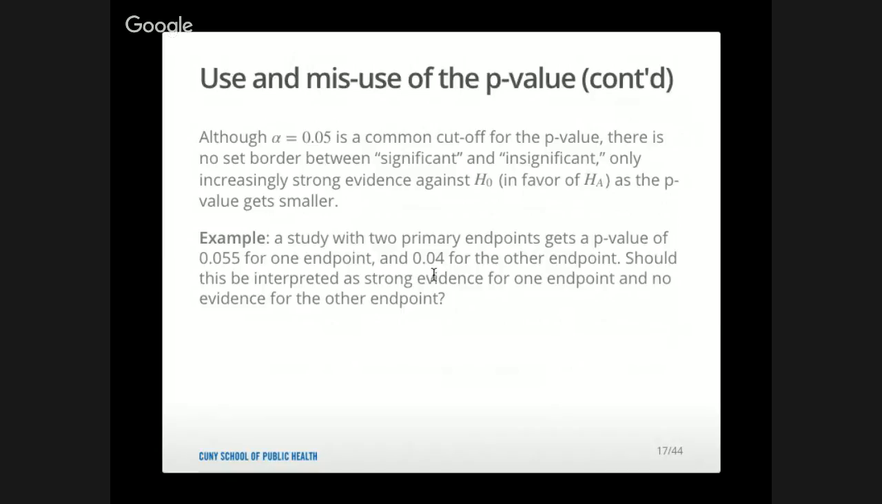So for this reason, in the example, if you have two primary endpoints, such as overall survival and recurrence for cancer, and you're doing a test for a treatment and get a p-value of 0.055 for overall survival and 0.04 for recurrence, it's not a basis on which to compare those two endpoints and say that the drug is effective for reducing recurrence but not for survival. I wouldn't say that.